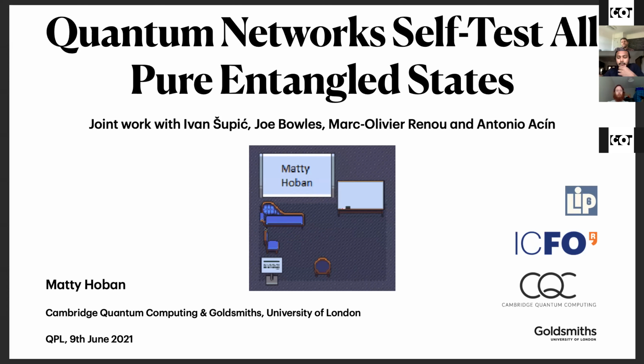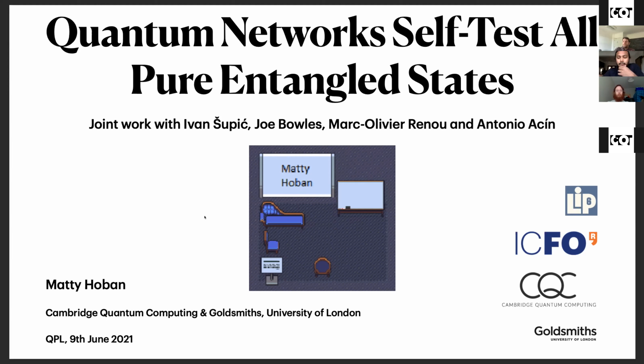Okay, so today I want to talk about how quantum networks can self-test all pure entangled states. And this is joint work with Ivan Šupić, Joe Bowles, Marc-Olivier Renou, and Antonio Thien. Ivan's at Lip 6 in Paris, and the other three are at TIC4.